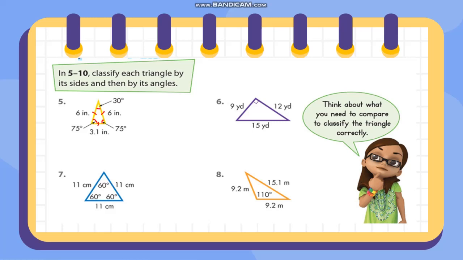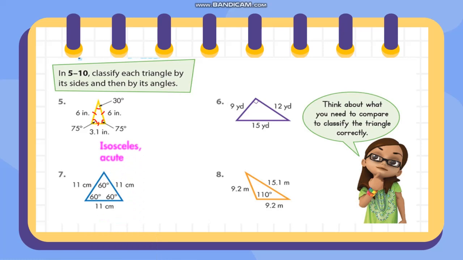So all angles are less than 90 degrees. It means all angles are acute. So that is an acute triangle. So by its sides, two sides are equal, that is isosceles, and by its angle, all angles are less than 90, it means that is acute. The answer is isosceles acute triangle.